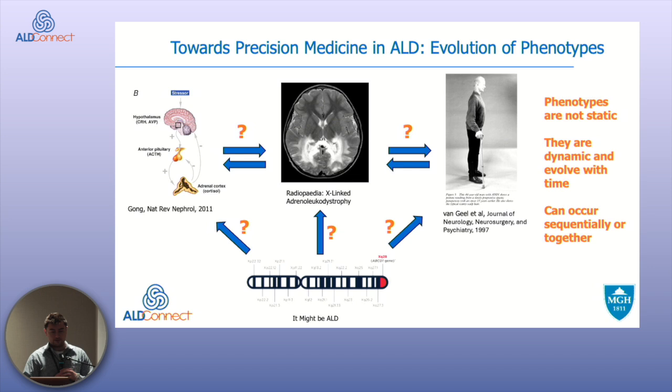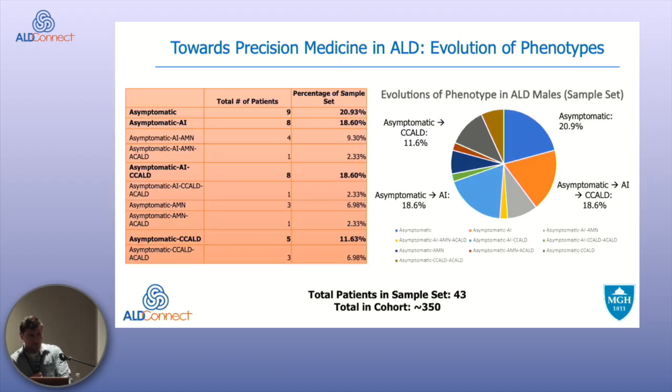And so that brings me to research that we're doing at MGH. It's called Evolutions in Phenotype in Cerebral ALD. So this is just very preliminary data. I just want to show you that we're working on it. We have a cohort of 350 patients, and we're trying to characterize their phenotypes and then follow them with time and see if we can answer some more interesting questions, right?